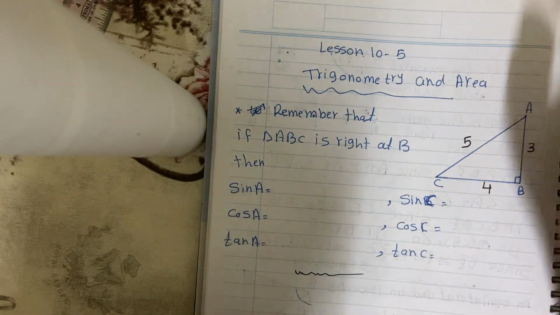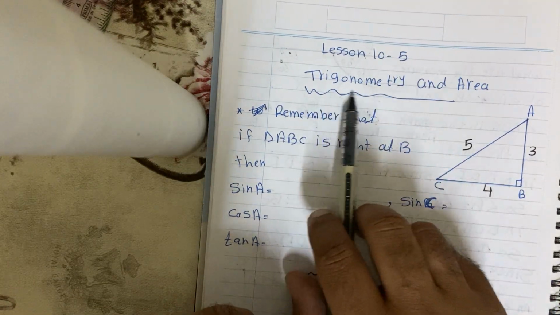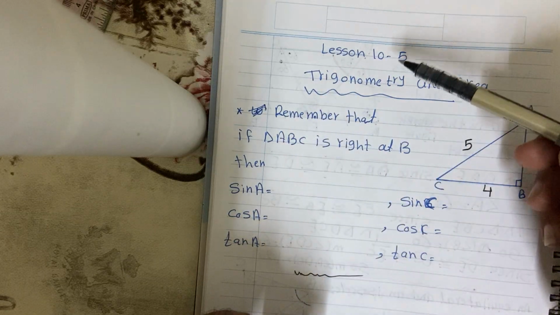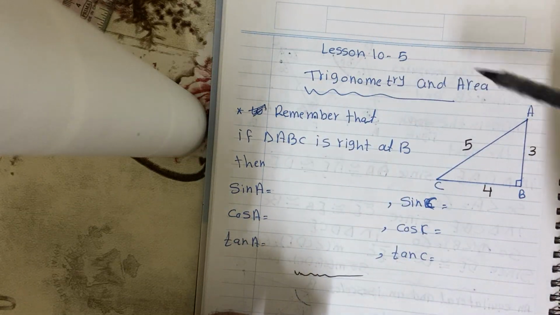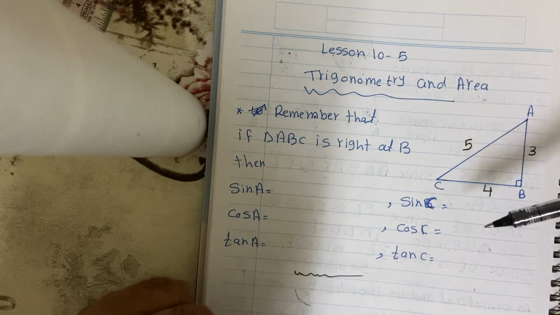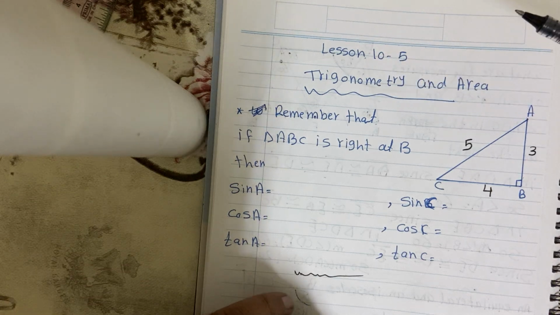How are you today? Our lesson today is lesson 10.5, trigonometry and area. Today we are going to use trigonometry to find the area. Before we start our lesson, we need to revise some trigonometry ratios.